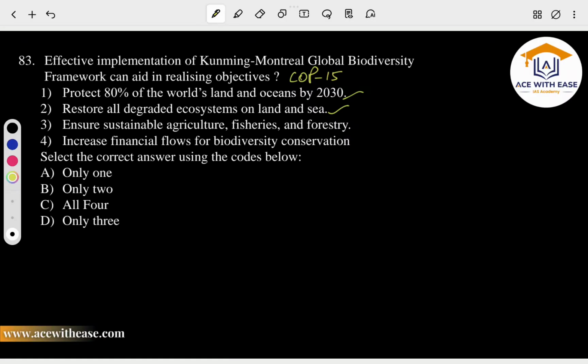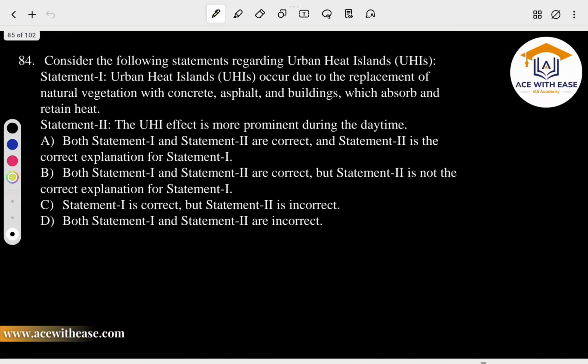Yes, this is also one of the targets of the framework. Ensure sustainable agriculture, fisheries and forestry. Yes. Increase the financial flow towards biodiversity conservation. Yes. All the four are correct regarding the Montreal Global Biodiversity Framework.